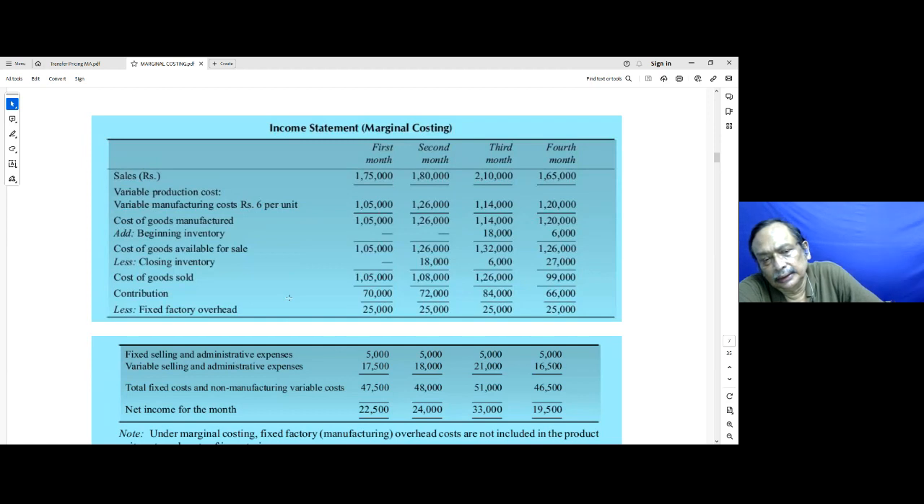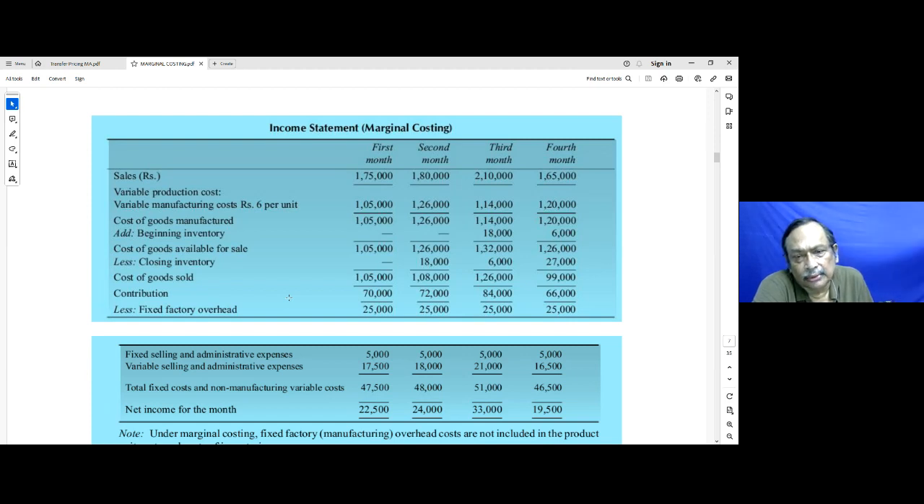Please try to understand how income statement is actually being prepared under marginal costing. So we are having 4 months, first, second, third, fourth. Sales we have jotted down. Then variable production cost, only the variable manufacturing cost will be 6 per unit. Okay. So cost of goods manufactured, we got beginning inventory is nil. So cost of goods manufactured is cost of goods available for sale. Closing inventory is not there. Cost of goods sold is 1,05,000.